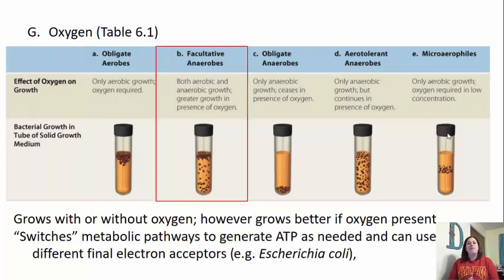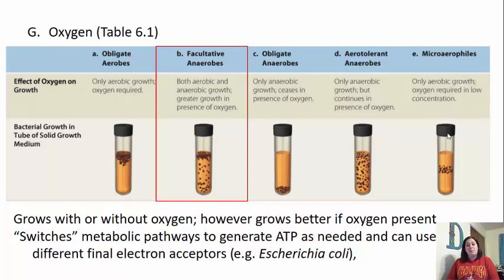The next ones are the facultative anaerobes. These can do both aerobic and anaerobic growth. They have a greater growth when there is oxygen present, so they can grow with or without oxygen. However, if you'll notice at the very top here where oxygen is present, their growth is a lot more dense because it is better. However, they can spread out throughout the media where oxygen is not located. They can switch back and forth between aerobic respiration and anaerobic respiration, so they can generate ATP either way.